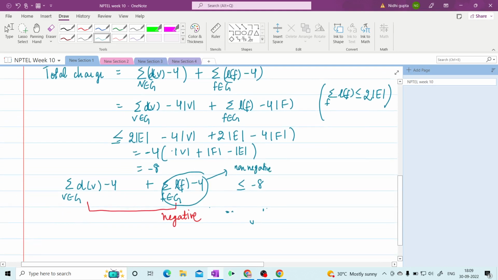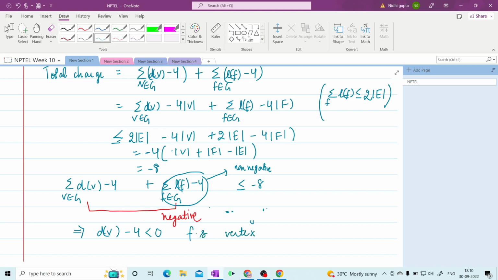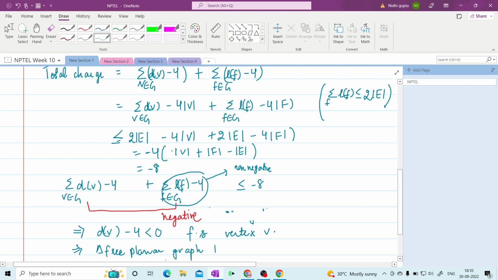This further implies that dV minus 4, but since it is negative, something negative must be coming out from here. So we see that dV minus 4 should be less than 0 for some vertex V. And hence we see that this was what we needed, that a triangle free planar graph has a vertex of degree at most 3.